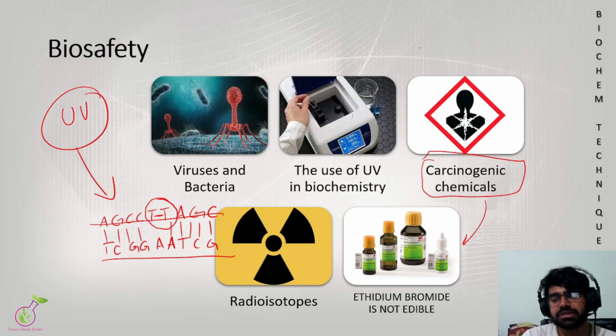Next is radioisotopes. We will study that in further classes. And then there is ethidium bromide. Ethidium bromide is not edible. Sometimes it is very tempting to, let's say, taste it. However, ethidium bromide is a chemical that is used to visualize the DNA molecule.